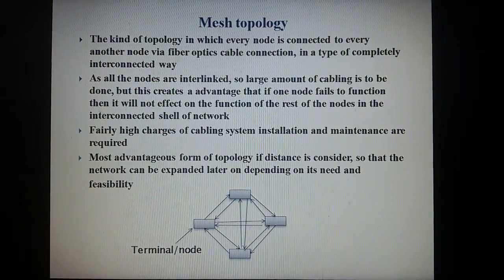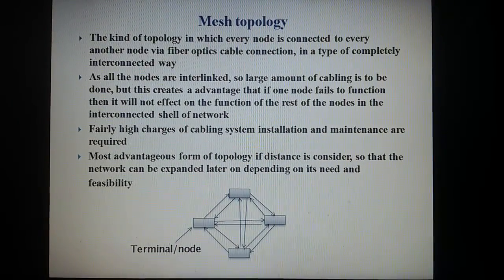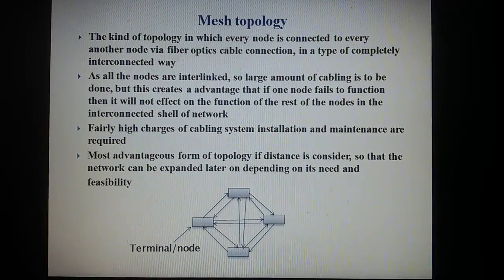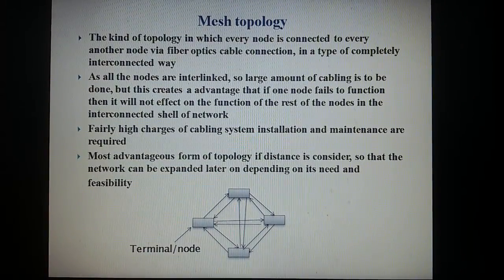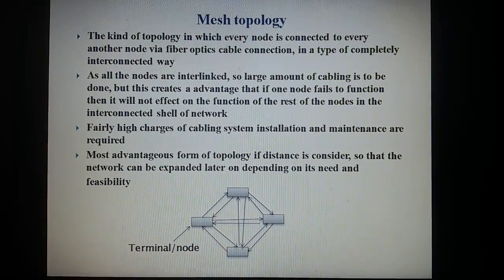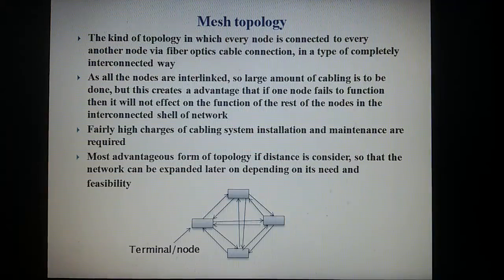Fairly high charges for cabling system installation and maintenance are required. It is the most advantageous form of topology if distance is considered, so that the network can be expanded later on depending on its need and feasibility.